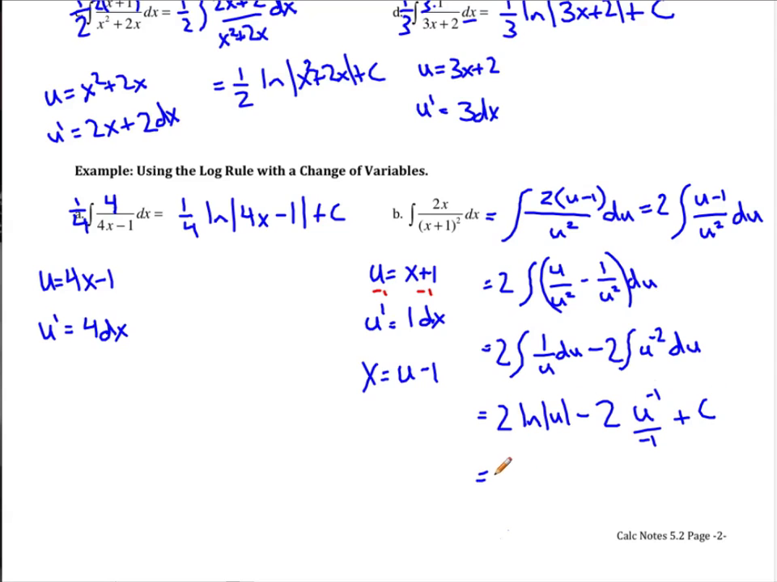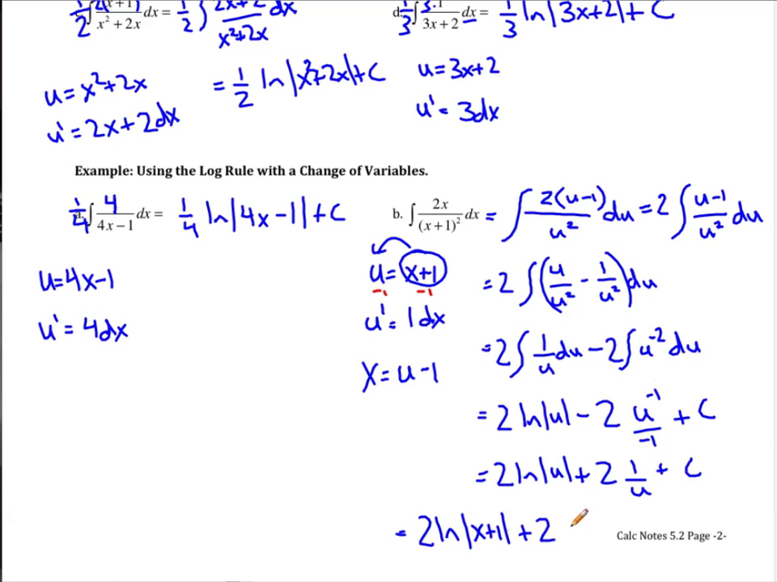And let's clean this up a little bit. So we get 2 ln absolute value of u, and negative negative, so plus 2, and then u to the negative 1 is actually 1 over u, plus c. And now let's go ahead and substitute x plus 1 back in for u. So our final answer here is going to be 2 times the natural log of the absolute value of x plus 1, plus 2 over x plus 1, plus c.